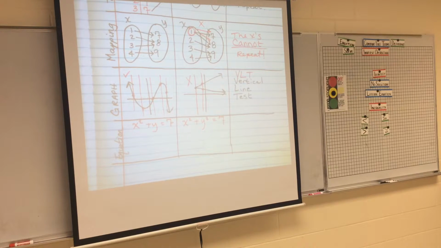I want you to graph these in your calculator because we know the vertical line test, right? And we know the x's don't repeat rule, right? So we could use our table and our graph from our calculator to tell, is it a function? So this is what we're going to do.